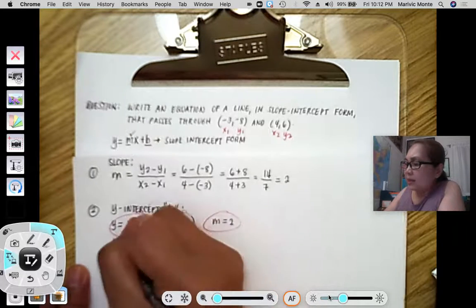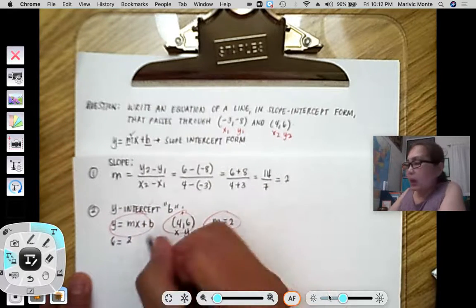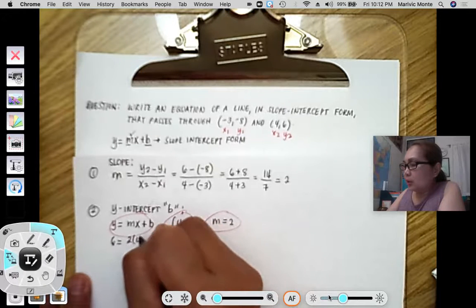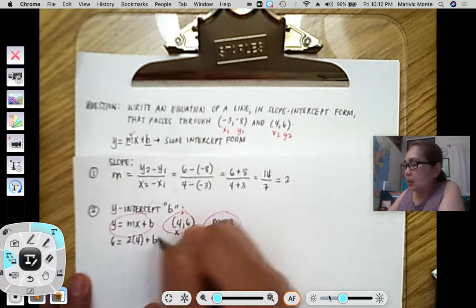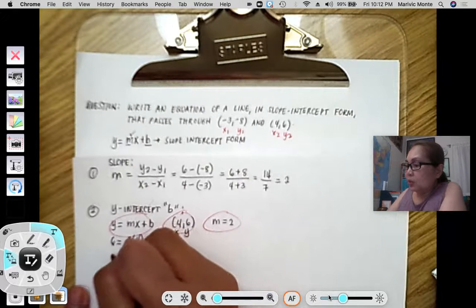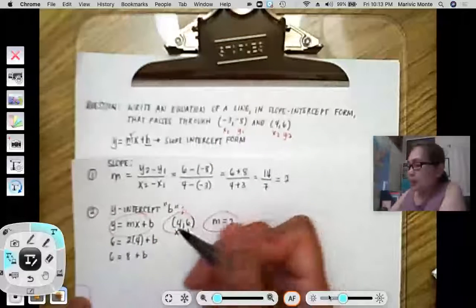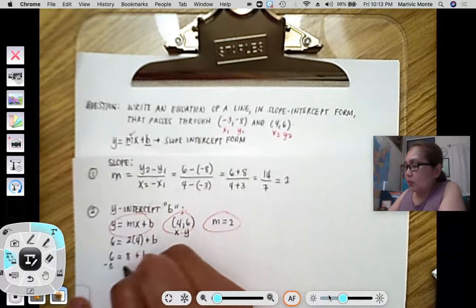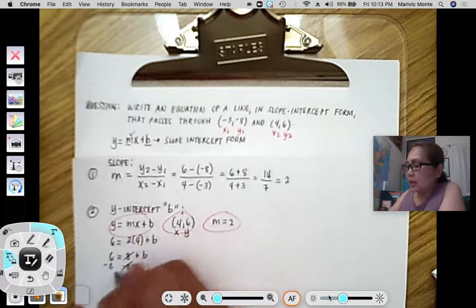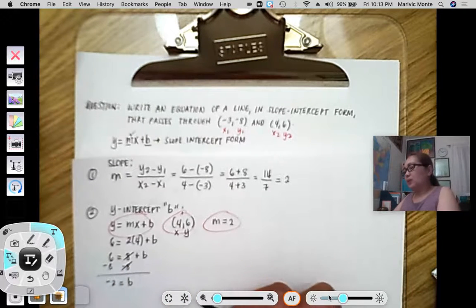So my y is 6 equals the slope, which is 2, and my x is 4, plus b. And see that the only thing missing is the y-intercept b. So 6 equals 2 times 4, which is 8, plus b. And of course, subtracting 8 from both sides of the equation makes this cancel out. And here, 6 minus 8 is -2. And so I have b.